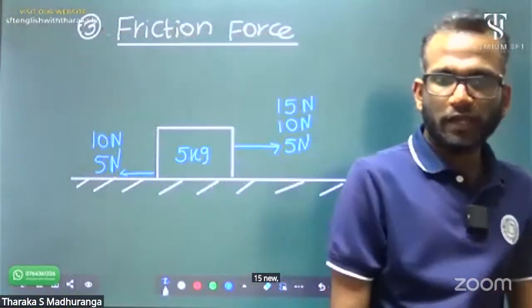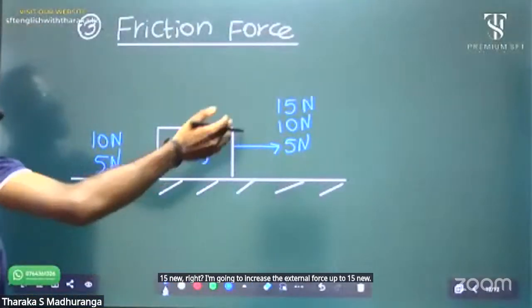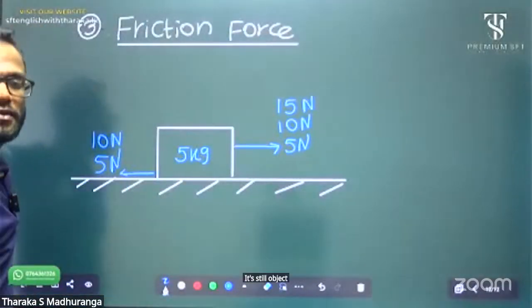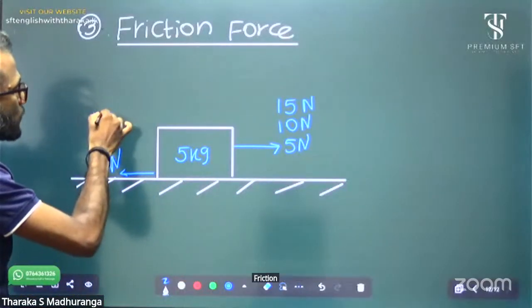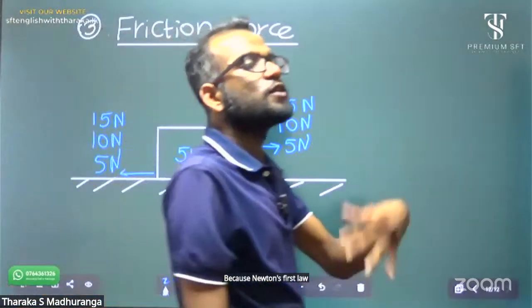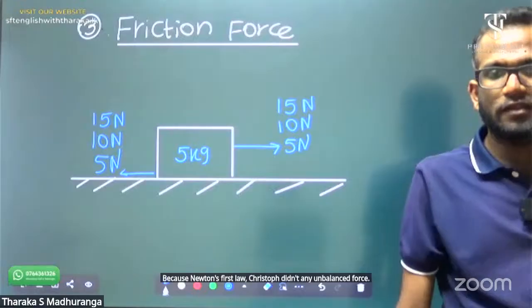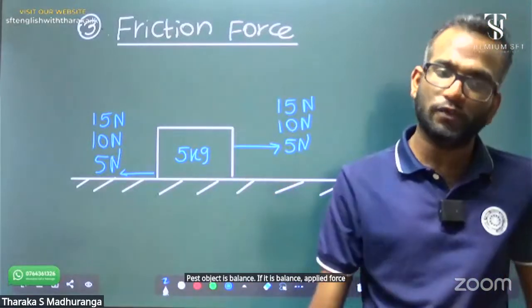15 Newton, right? I am going to increase the external force up to 15 Newton. Here the object is still at rest. Then what's the friction force? The friction force is also 15 Newton, because of Newton's first law. A rest object has no unbalanced force. The rest object is balanced. If it is balanced, the applied force equals the friction force.